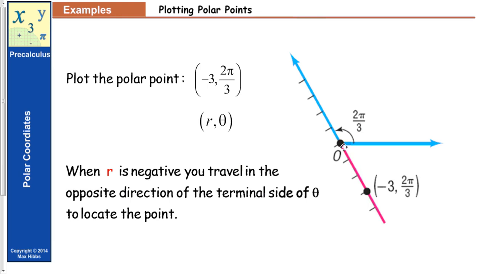Let's start at the pole. Here's 1, here's 2, here's 3. So that puts us at this point. And this point then is negative 3 comma 2 pi over 3. 2 pi over 3 comes here. We measure in the opposite direction 3 units because of the negative 3. And that's summarized in this statement: when r is negative, you travel in the opposite direction of the terminal side of theta to locate the point.